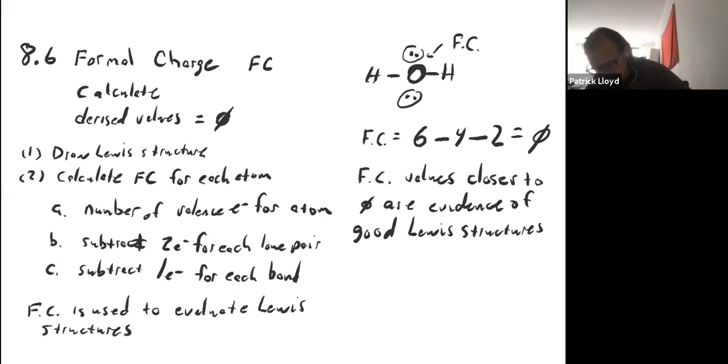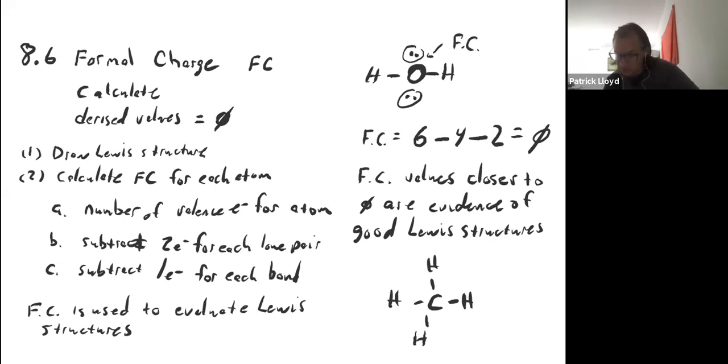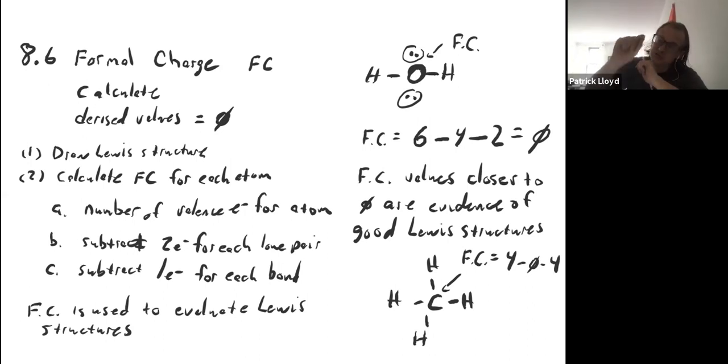Here's another example. Let's evaluate the formal charge for carbon, just for carbon. Carbon is in group 4A, so it has 4 valence electrons. It doesn't have any lone pairs, so we're not going to subtract anything there. That's a 0. But it has 4 bonds, 1 electron for each bond. Remember, a lone pair you subtract 2, a bond you subtract 1. So 4 minus 4 is 0. So the formal charge of carbon is 0, and that's a good thing. That's what we're looking for. The closer you can get to 0, the better.